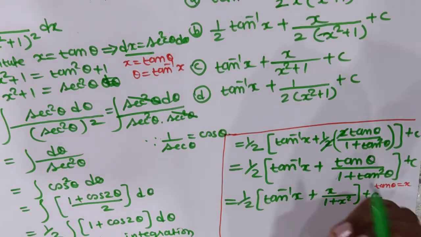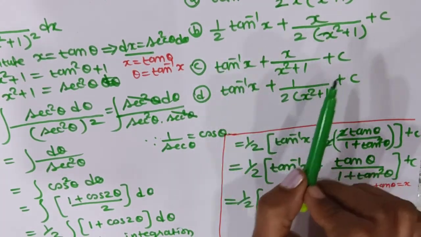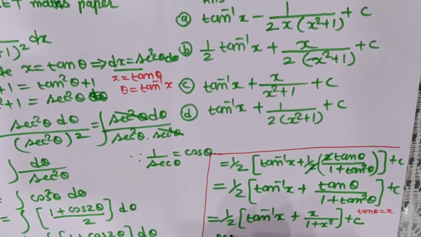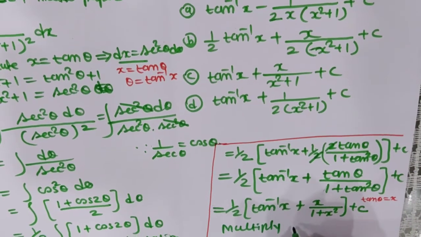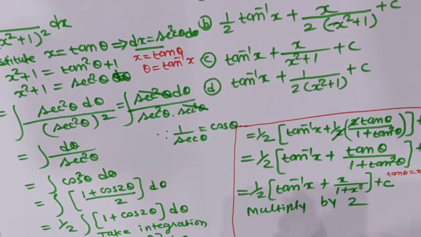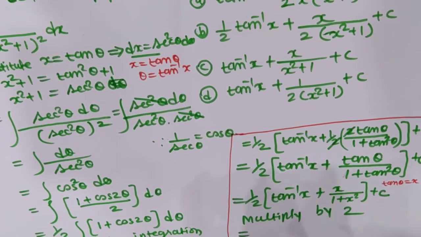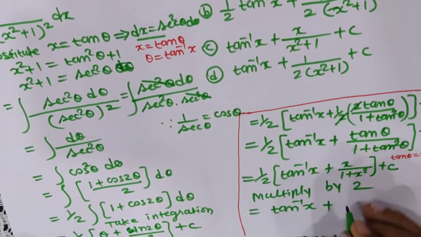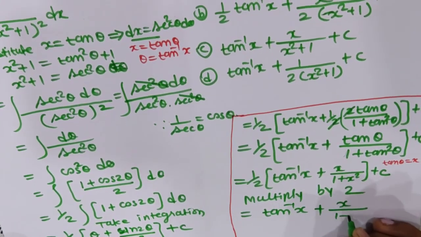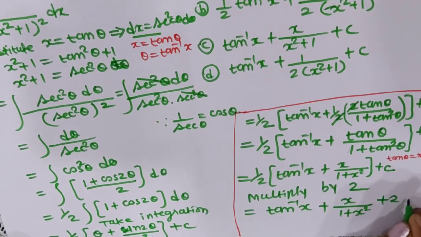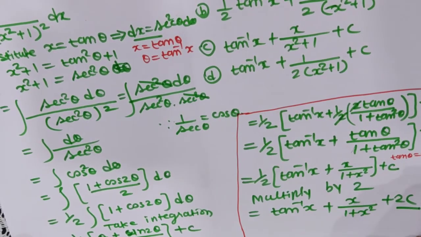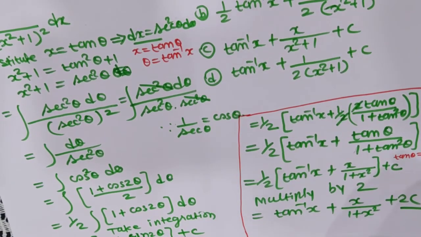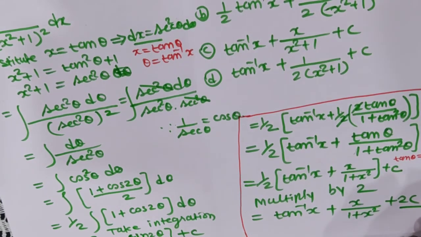Now look at our options. Why don't we have the 1 by 2 there? So multiply throughout by 2. These 2 and 1 by 2 get cancelled. What is remaining? Tan inverse of x plus x upon 1 plus x square plus 2c. 2c means it is an integrating constant, and c is also an integrating constant. If we multiply any integrating constant by any number, it again becomes an integrating constant.